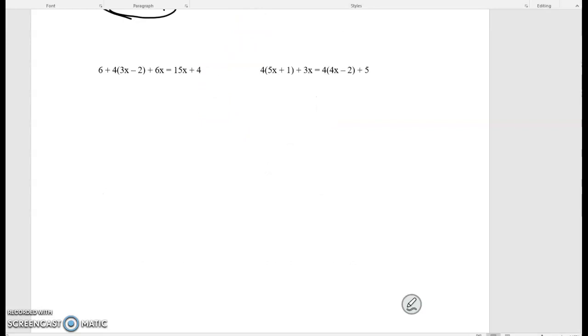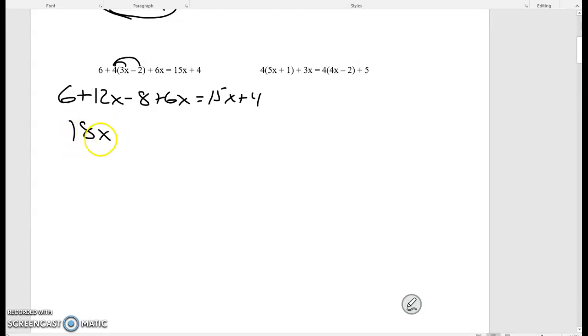Okay, here we have to distribute a little bit first. 6 plus 12x minus 8. You notice the 4 goes to both terms in the parentheses, but nothing else. Plus 6x equals 15x plus 4. My advice, combine like terms before you move forward. 18x minus 2. 6x and 12x is 18x. 6 and negative 8 is negative 2, equals 15x plus 4.